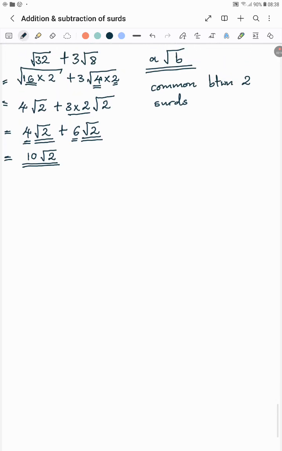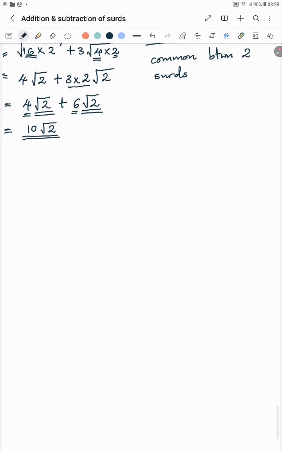Okay, we're going to look at another example. This case is going to be subtraction. So each and every time when you get questions like this, you need to identify a perfect square, which is a factor of the number under the root sign. So in this case, this one has been simplified already.